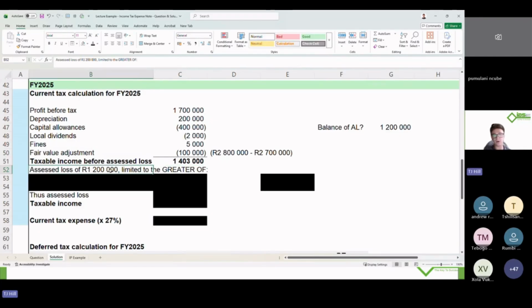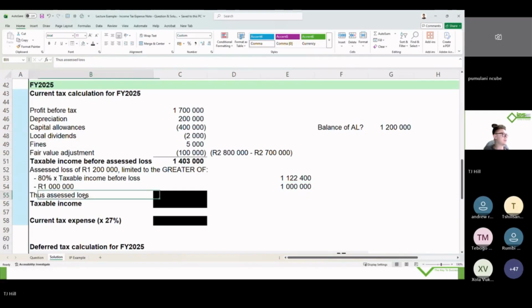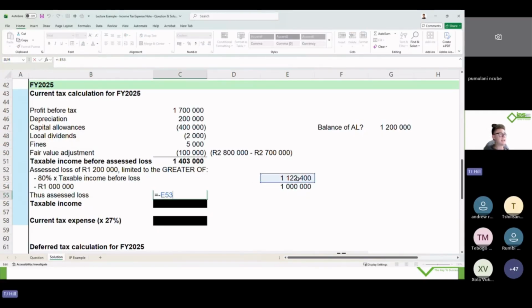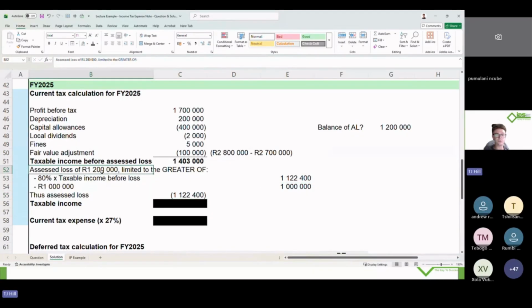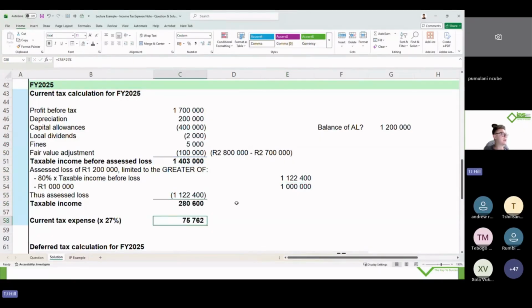We're going to consider the 1.2, but it is limited to the greater of 80% of your taxable income before and 1 million. In this case, the limit is the higher of the two. So I can't use the full 1.2. I can only now use the limit, which is 80% of that. Takes me to my taxable income, and I then calculate my current tax expense.